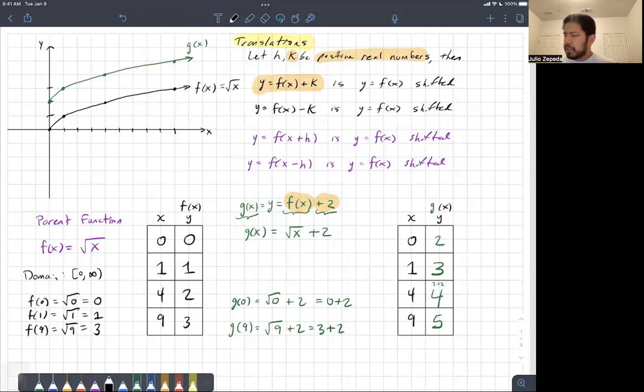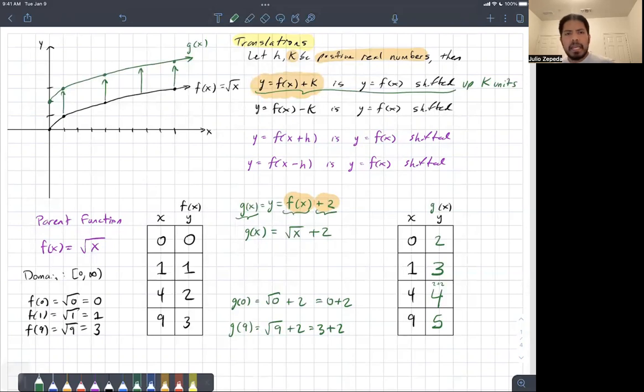So we could ask ourselves for this f of x plus k, if we define a new function as f of x plus k, how can we figure out what that graph is going to look like without actually having to do this little calculation here? Well, we see that every single point on this graph is shifted up 2 units. And so we would say, as a general rule here, y equals f of x plus k is just f of x shifted up k units.